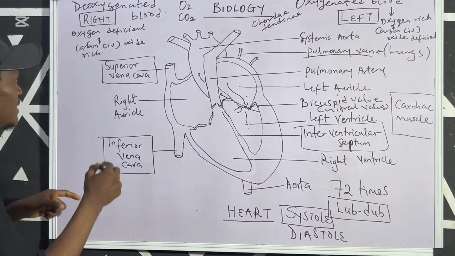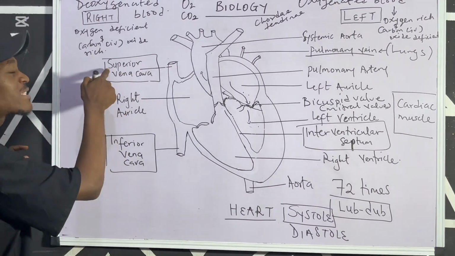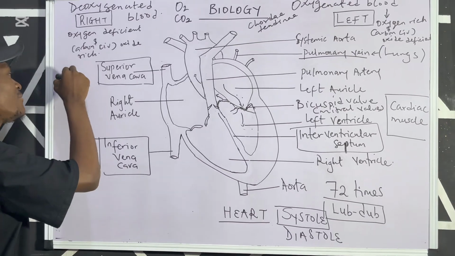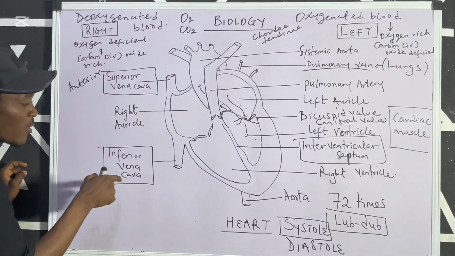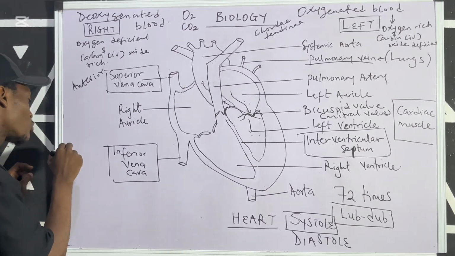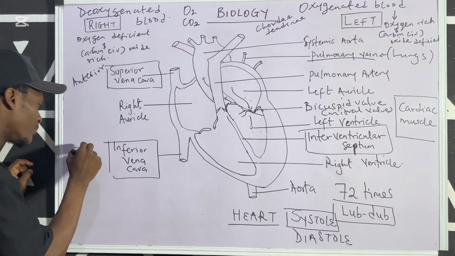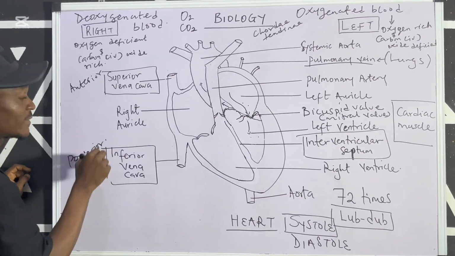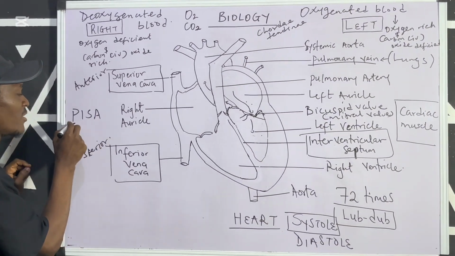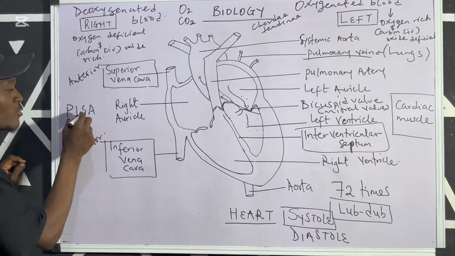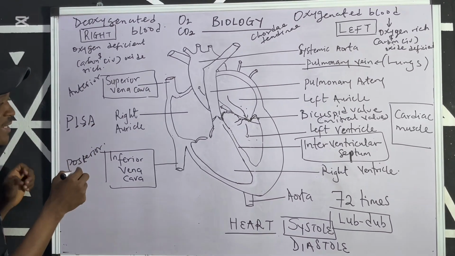One thing that you need to know is this: superior vena cava is also called anterior, in case you come across something like this. While inferior vena cava is also called posterior. So one thing that I used to remember is this code, PISA, meaning posterior is also called inferior, while superior is also called anterior.